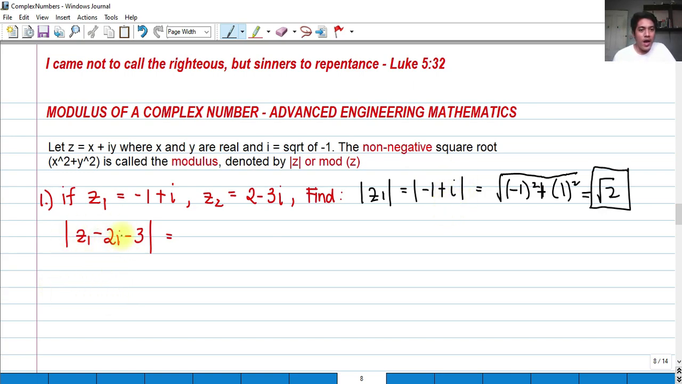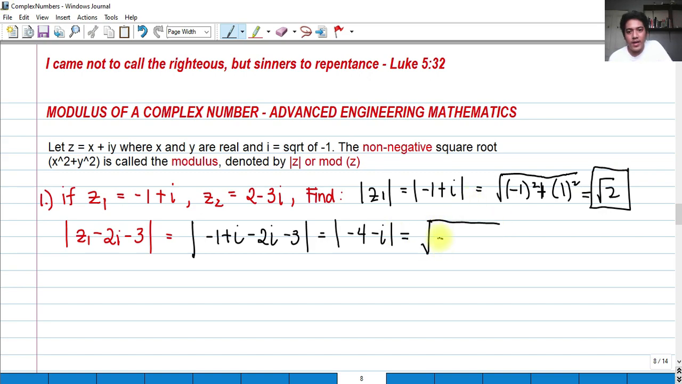So let's try to analyze this: z sub 1 minus 2i minus 3. Of course, first we need to simplify whatever is inside the modulus operation. So we have -1 plus i minus 2i minus 3. We simplify this first. We have -1 minus 3, that is -4. i minus 2i is simply -i. And we get the modulus of that.